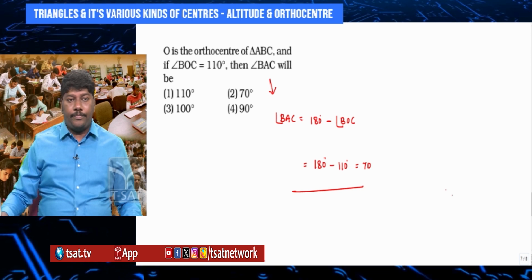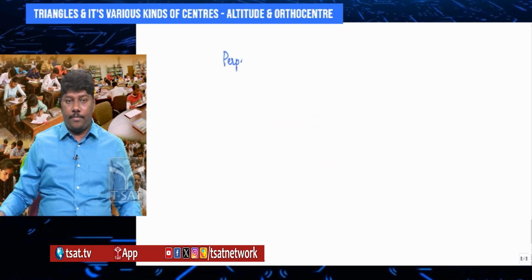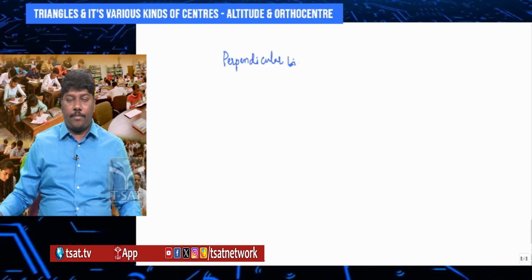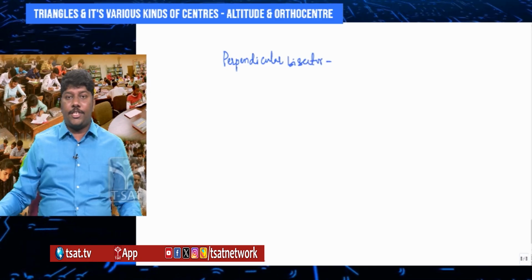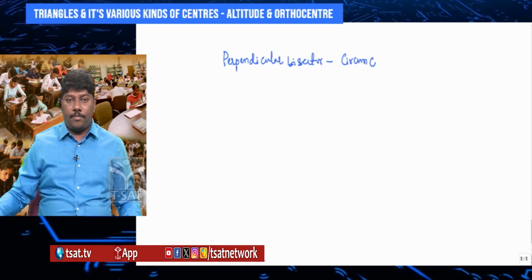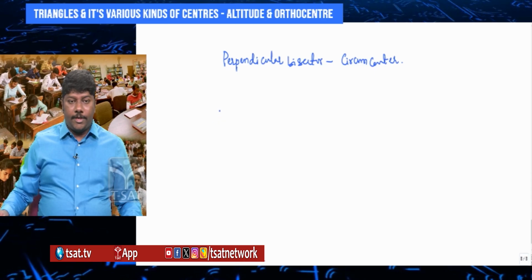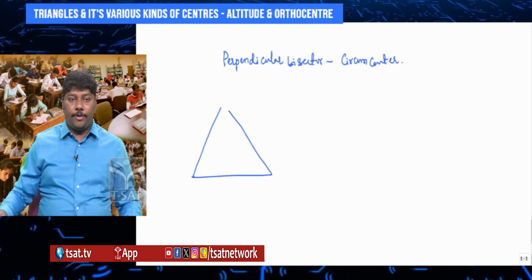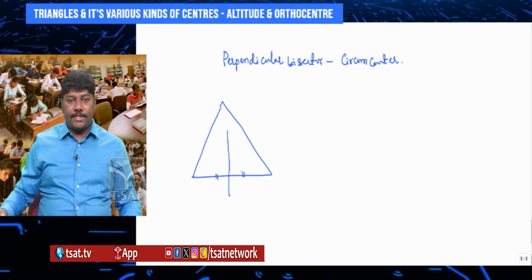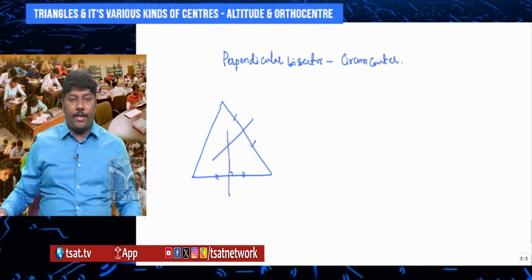Now, we look at perpendicular bisector and its intersection point, circumcenter. So, circumcenter is nothing but you have to draw the perpendicular bisectors which bisects the side and it is perpendicular to the given side. Bisects the side and perpendicular to the given side.